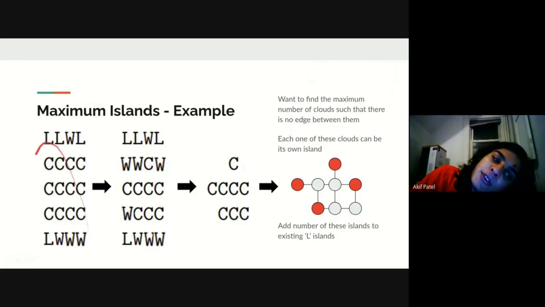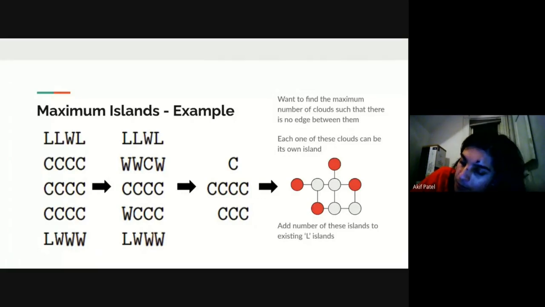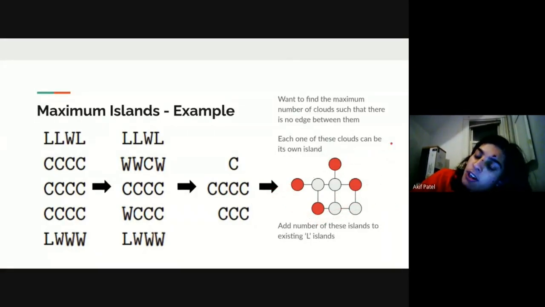For example, here, we start with this one. We make all the ones next to land water. Then we're left with just these clouds surrounded by water. These sort of look like this graph, right? Because these adjacent clouds, these edges, show which is connected to which. And if you make these red ones land, then you get four extra islands, and you can't do better than that. You can't make five red so that they're not touching. Does everyone see that?